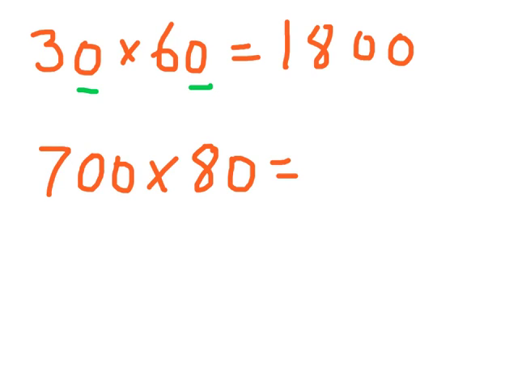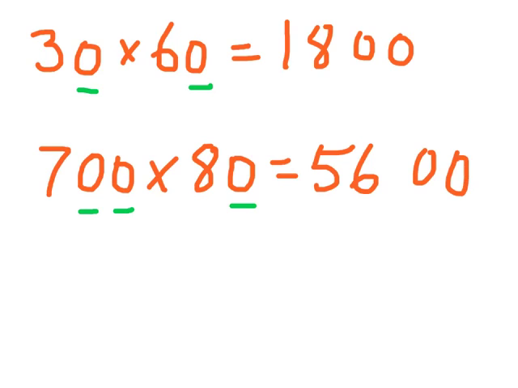And if we had a question like this, 700 times 80, we would do the 7 times 8 first, which you should know is 56. We go back and check how many zeros we have: 2 in 700, 1 in 80. So altogether that makes for three zeros. So 700 times 80 is 56,000.